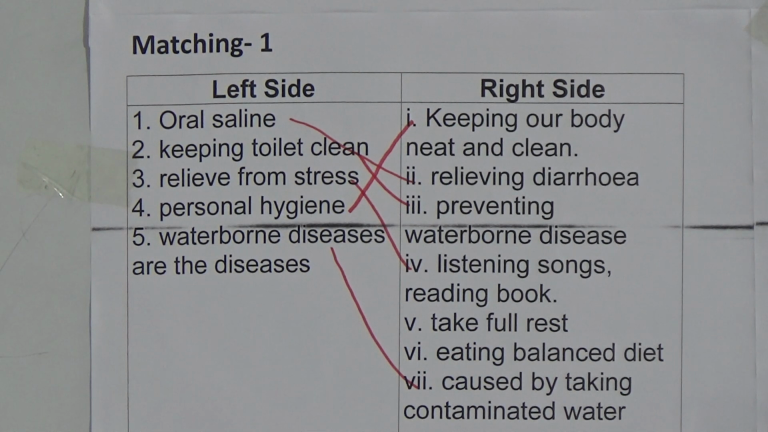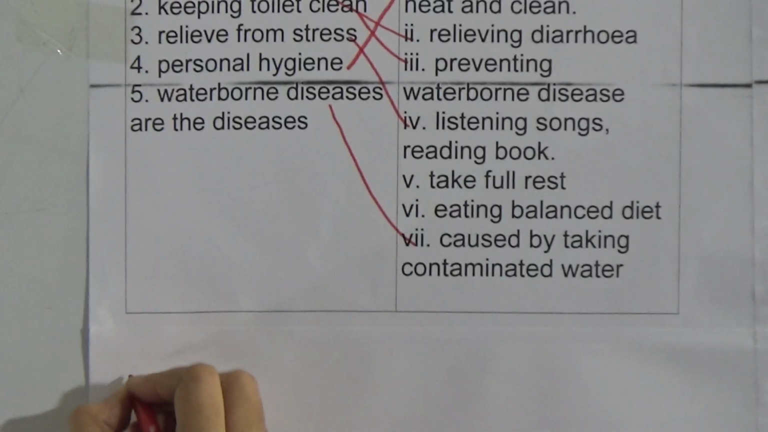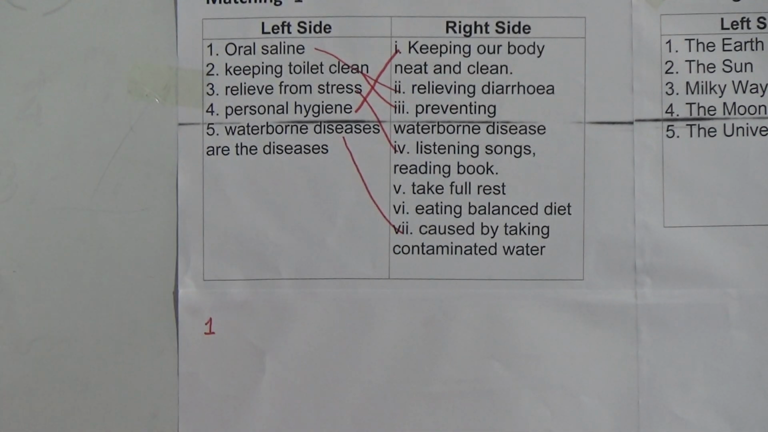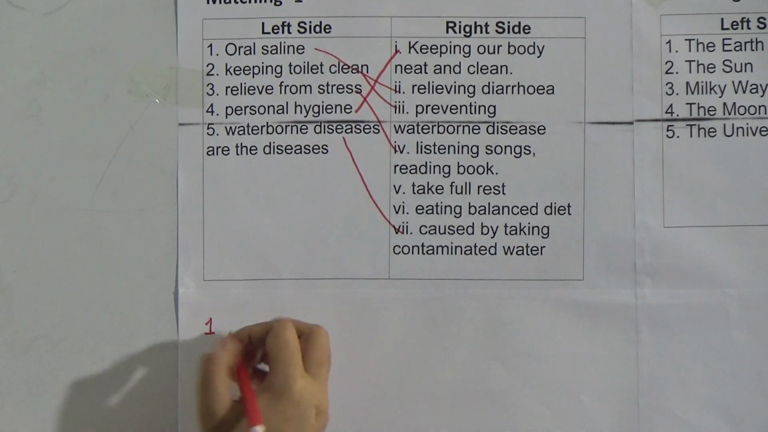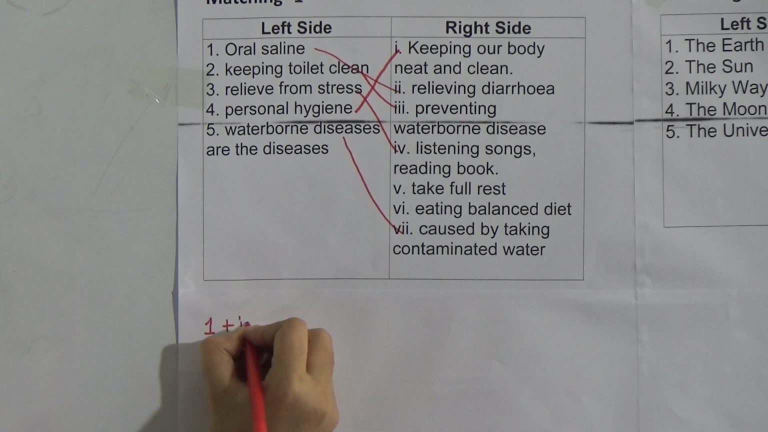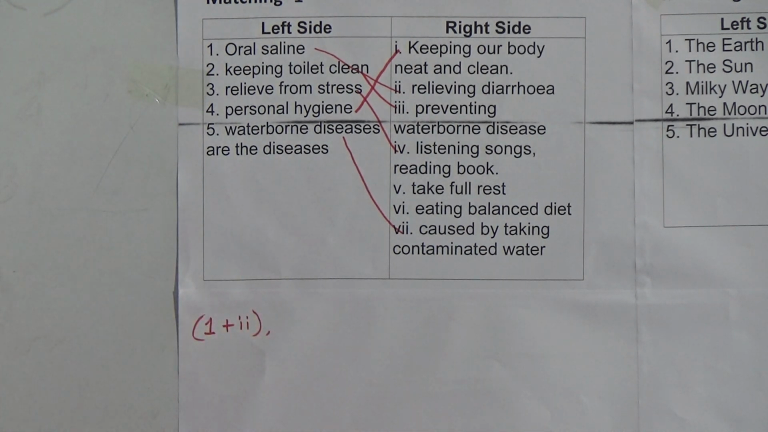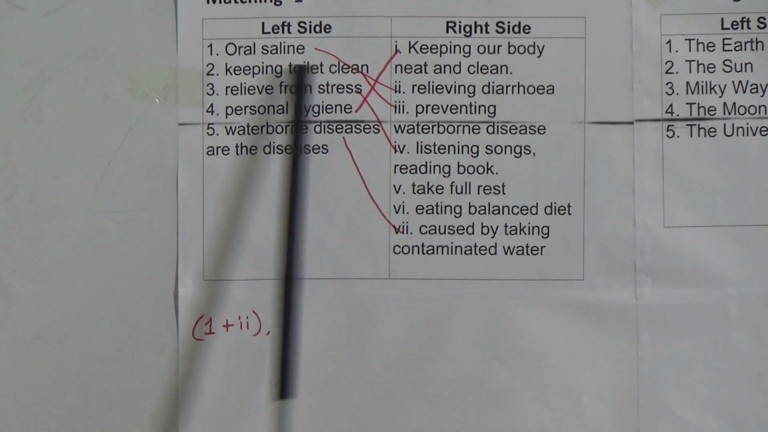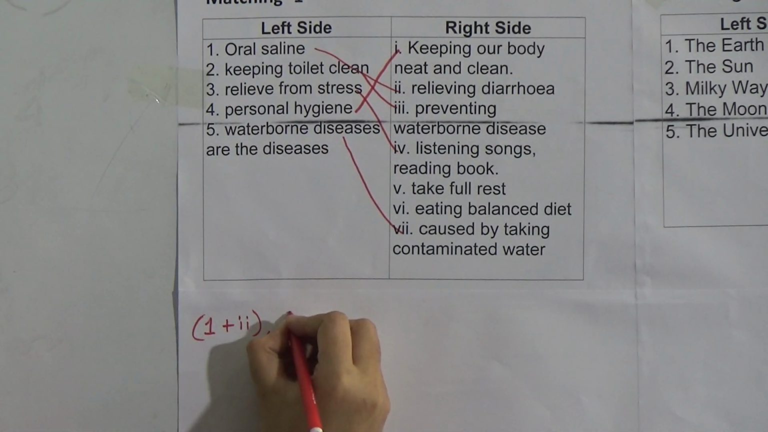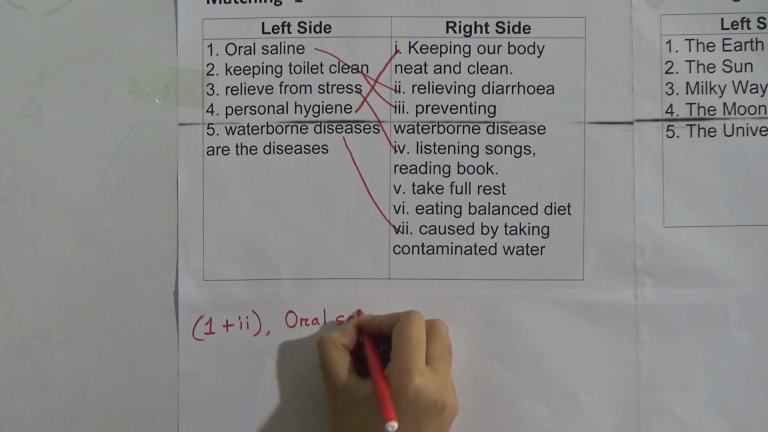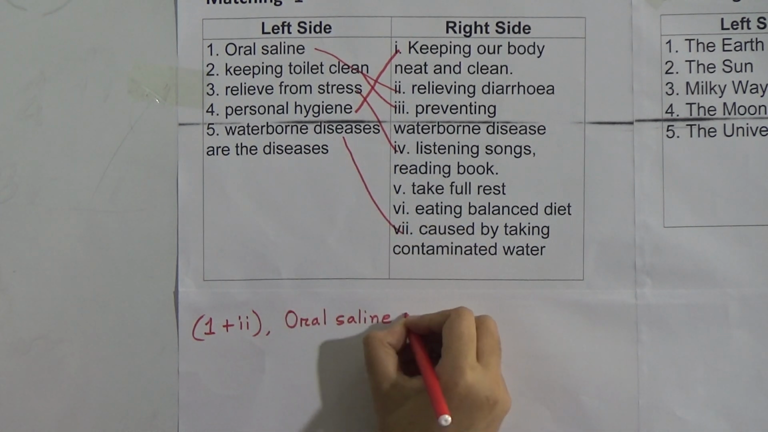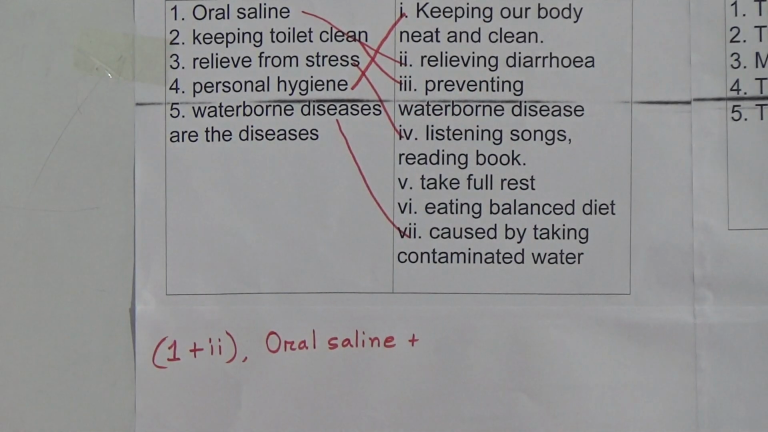Now I will show you how you will answer this matching. In your exam you have to write like this. Suppose here 1 is matched with here Roman number 2. So we will write 1 plus, then we have to write all the words here, and here is oral saline plus relieving diarrhea.